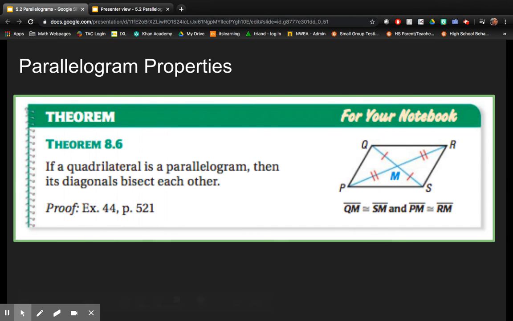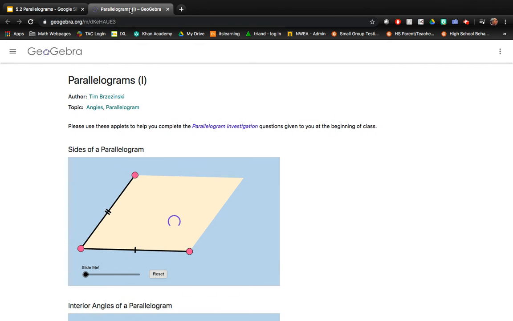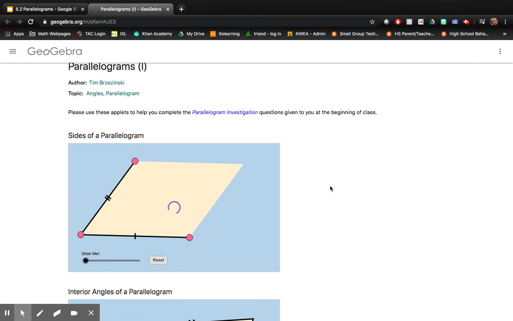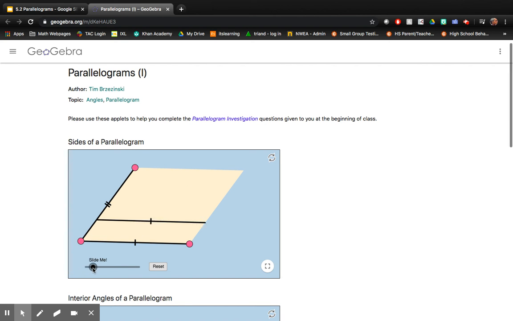Another property of parallelograms is that if a quadrilateral is a parallelogram, then the diagonals will bisect each other. Let's take a moment to review all those properties. So in a parallelogram, you're going to find that opposite sides are equal to each other. So if I consider this parallelogram, then the bottom and the top are the same length, and the left side and the right side are the same length.